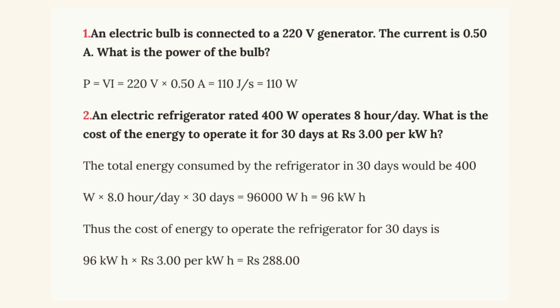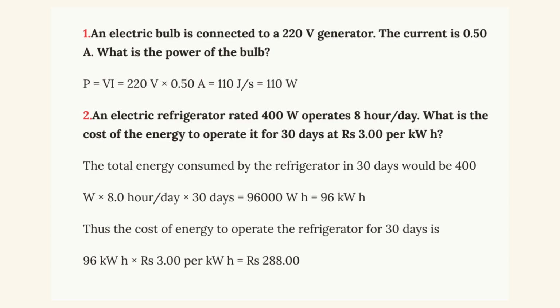Next question. An electric refrigerator rated 400 watt operates for 8 hours per day. What is the cost of the energy to operate it for 30 days, at 3 rupees per kilowatt hour? It is given that the electric power of the refrigerator equals 400 watt. The time for which it is used on a daily basis equals 8 hours. The number of days for which it operates equals 30 days.